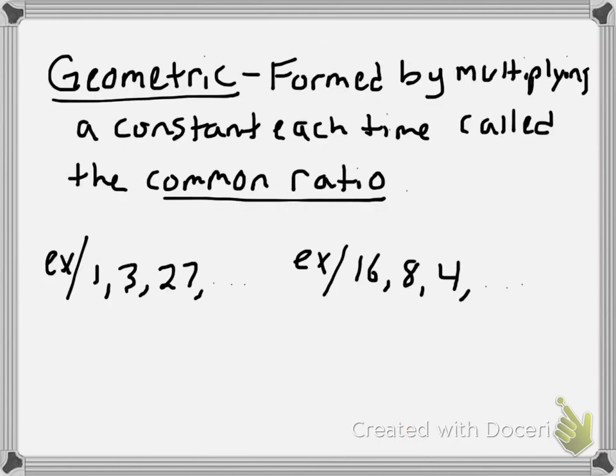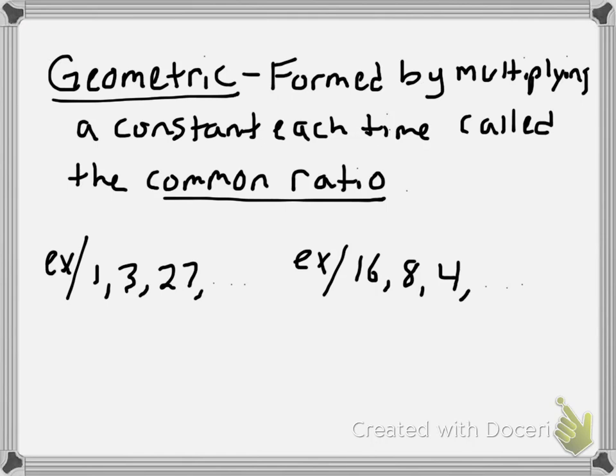Alright, the other word that we need to know when we're dealing with sequences is geometric. Geometric is formed by multiplying a constant each time, which is called your common ratio. So when we look at these numbers, for example, that first one, 1, 3, 27, we're definitely not adding the same thing, because from 1 to 3 it's only 2, and it's not 2 to go from 3 to 27. So it's not arithmetic, this is geometric.